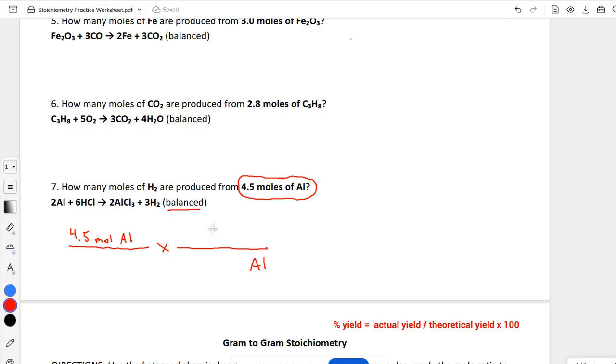So we're going to get rid of aluminum. We're going to turn it into what we want. We want H2, so I know H2 goes on top. But remember, you got to remember the numbers that go with it. What goes with aluminum? Right here, 2.